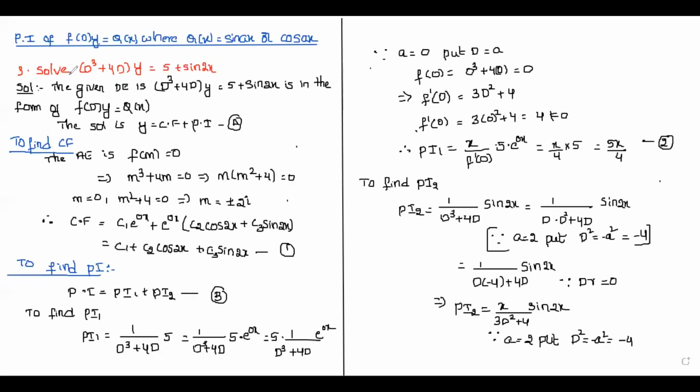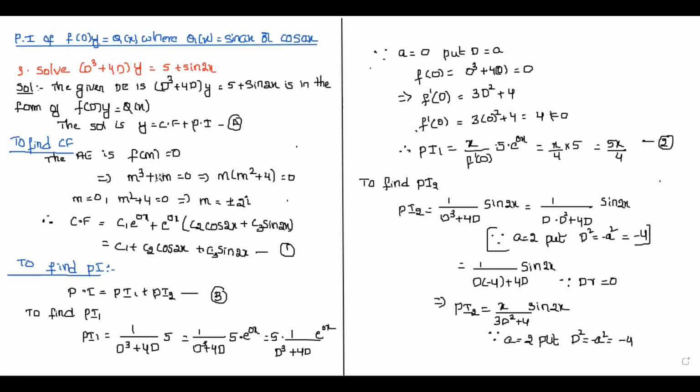Next problem, solve d cube plus 4d into y is equal to 5 plus sin 2x. The given differential equation is d cube plus 4d into y is equal to 5 plus sin 2x. It is in the form of f of d into y is equal to q of x. Now the solution is y is equal to complementary function plus particular integral. To find complementary function, the auxiliary equation is written as f of m is equal to 0.